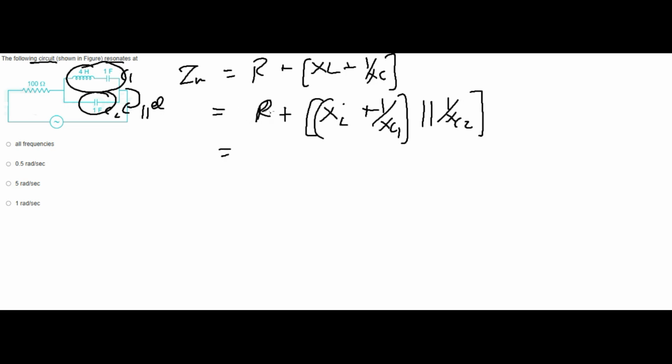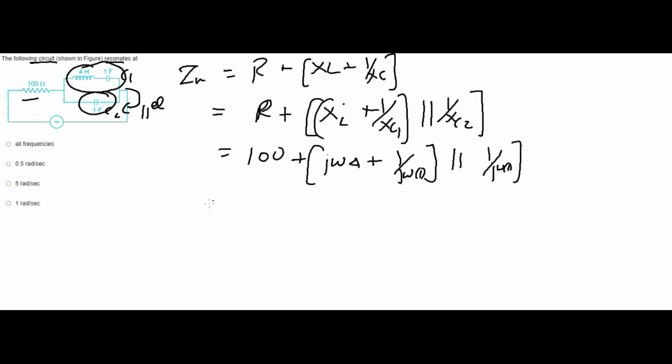So what's the value of R? It is 100 ohm, as given. Then plus, what is the XL they have given? J omega 4. XL means you have to write J omega, so don't forget it and don't simply write a 4. J omega 4 plus 1 divided by J omega into 1, which is parallel to 1 divided by J omega into 1. So that equals 100 plus the parallel combination.